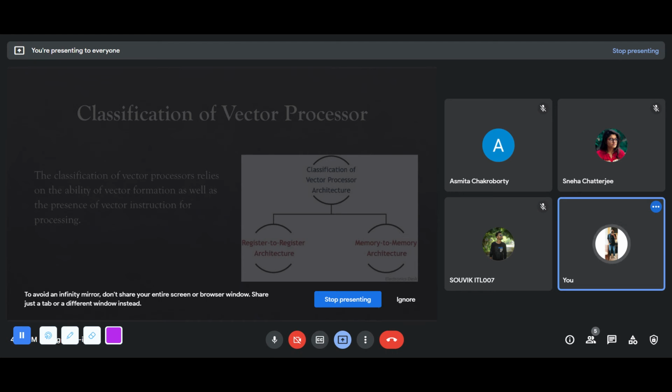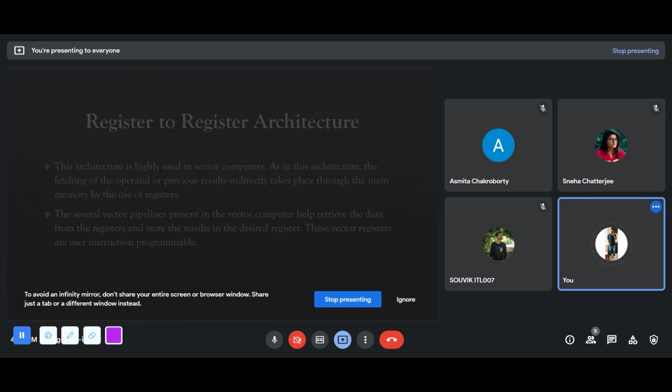Classification of vector processor. The classification of vector processors relies on the ability of vector formation as well as the presence of vector instruction for processing. Now, register to register architecture. This architecture is highly used in vector computers, as in this architecture, the fetching of the operand or previous results indirectly takes place through the main memory by the use of registers. The several vector pipelines present in the vector computer help retrieve the data from the registers and store the results in the desired register. These vector registers are user instruction programmable.